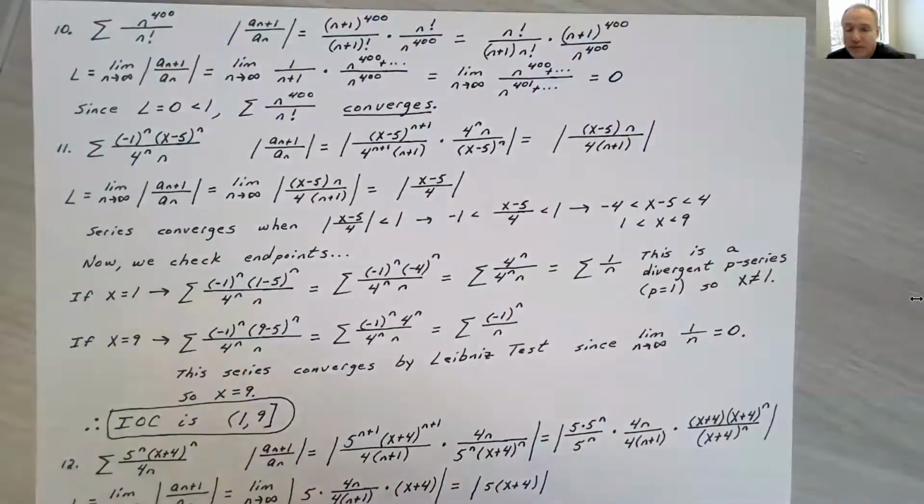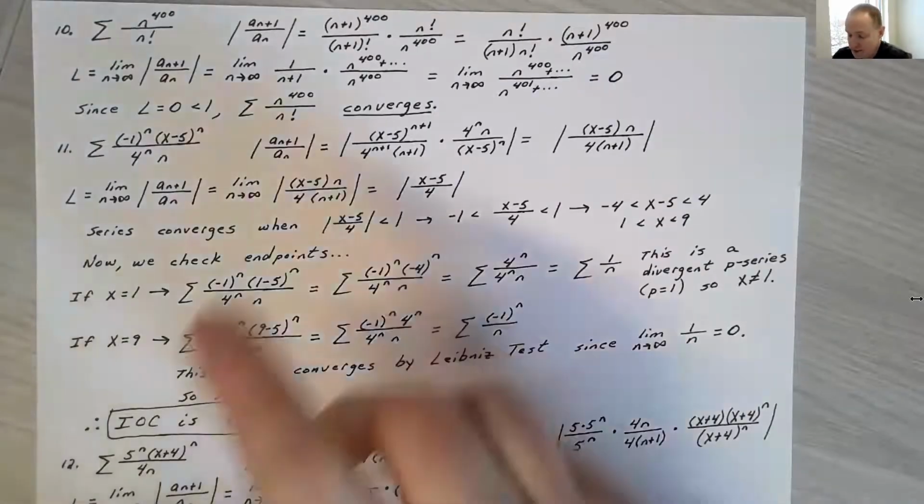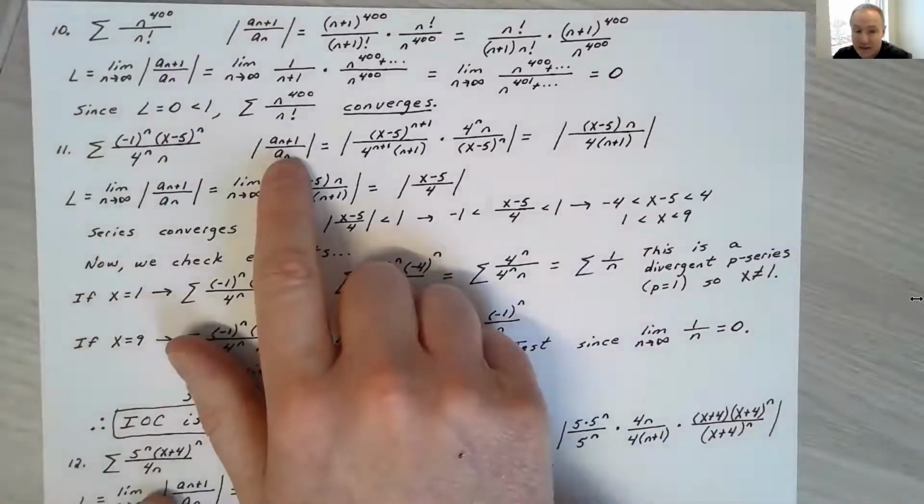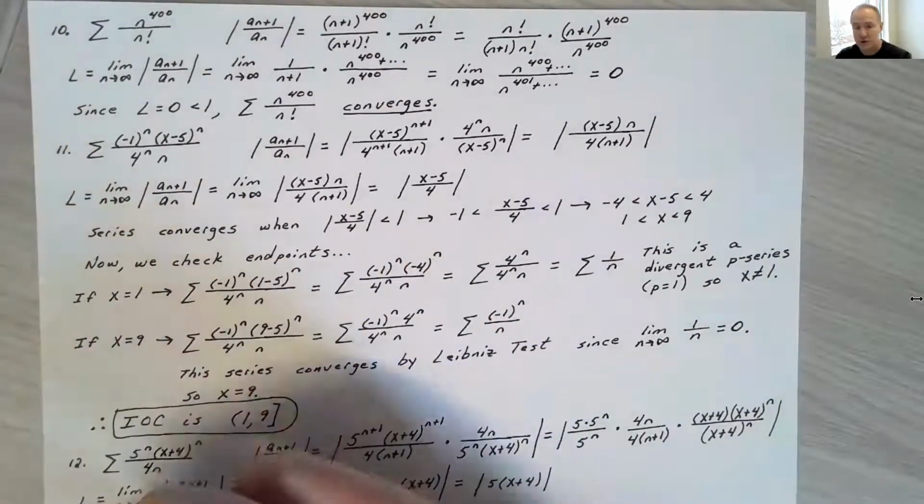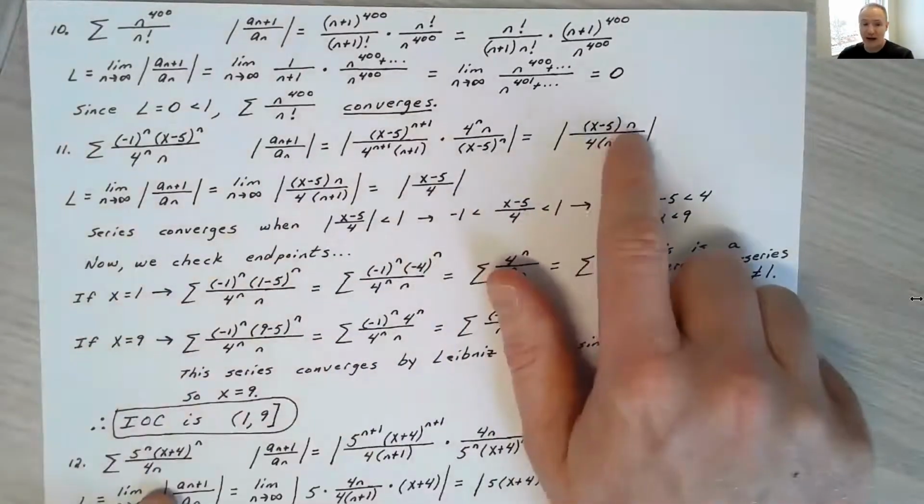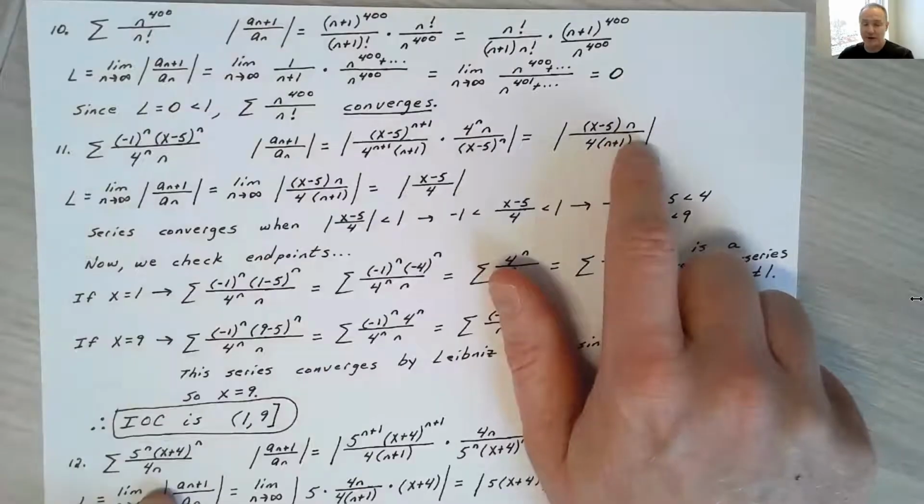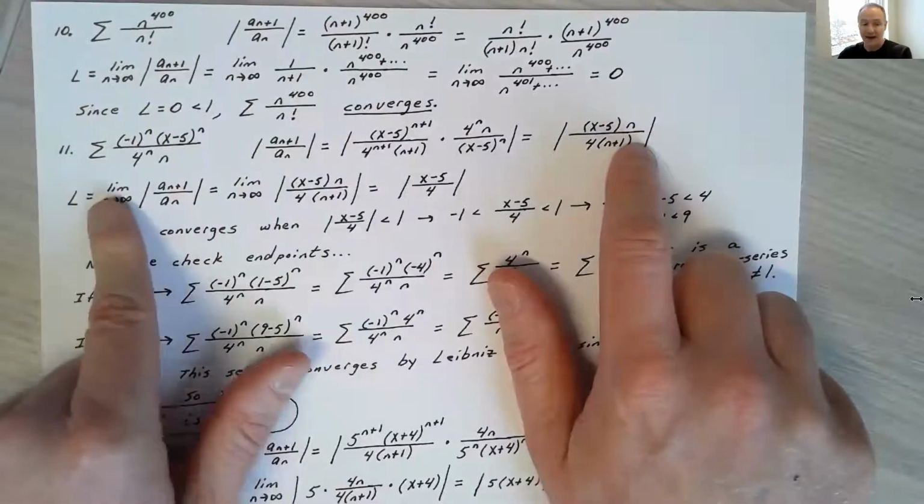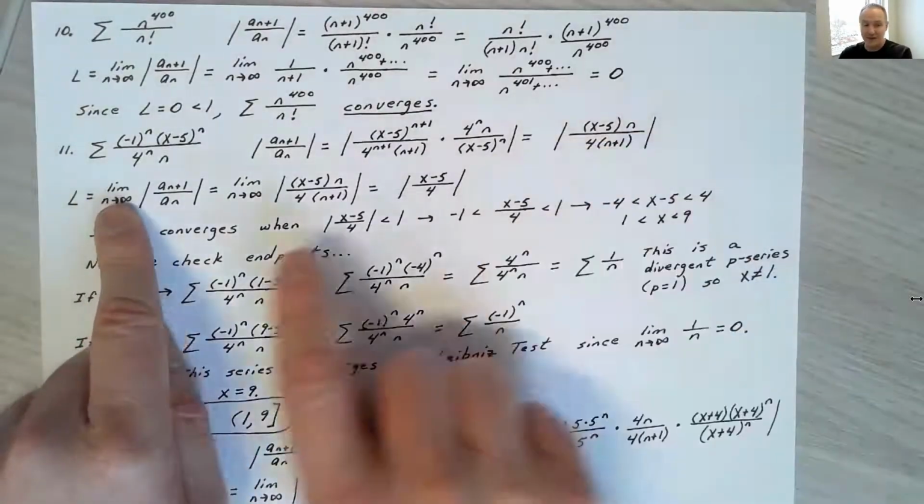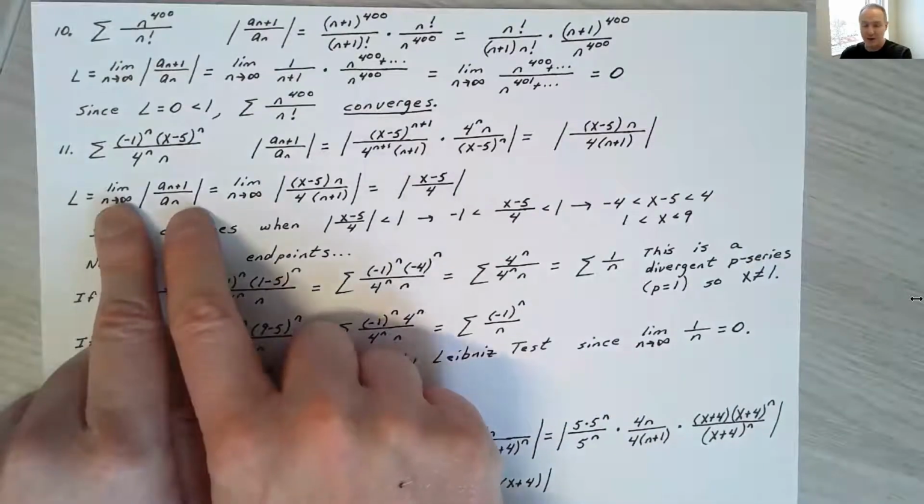So I can say, okay, now I need to find out when this series converges. Well, I know it converges when the limit as n approaches infinity of the a sub n plus first over the a sub nth term is less than 1. I know it converges for those. So I already have what this a sub n plus 1 over a sub n simplifies to. Now I need to take the limit as n approaches infinity of that ratio.